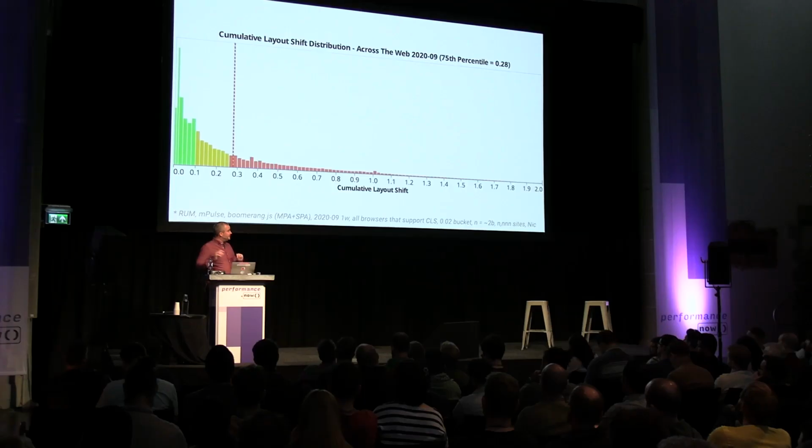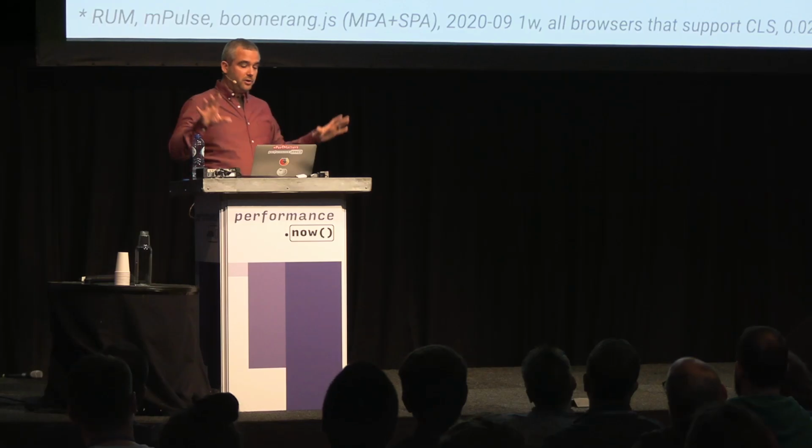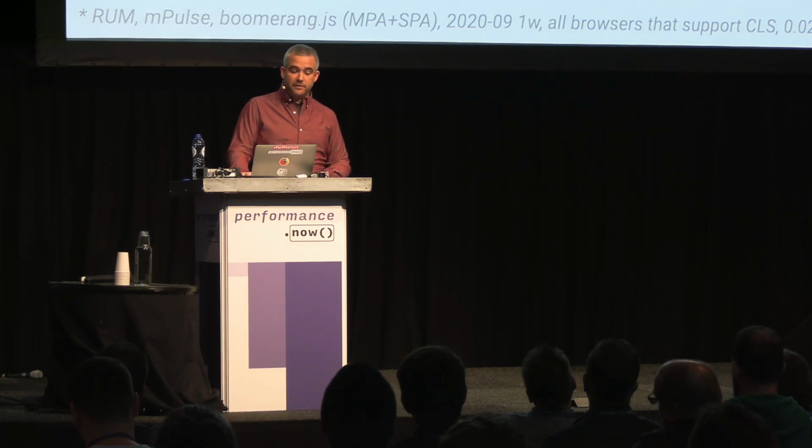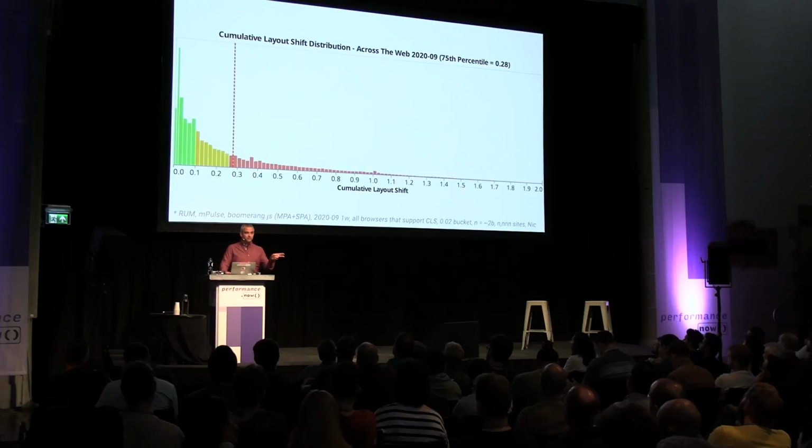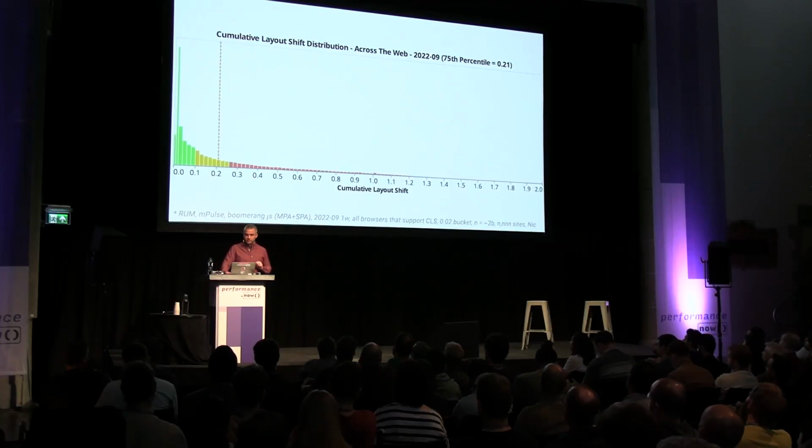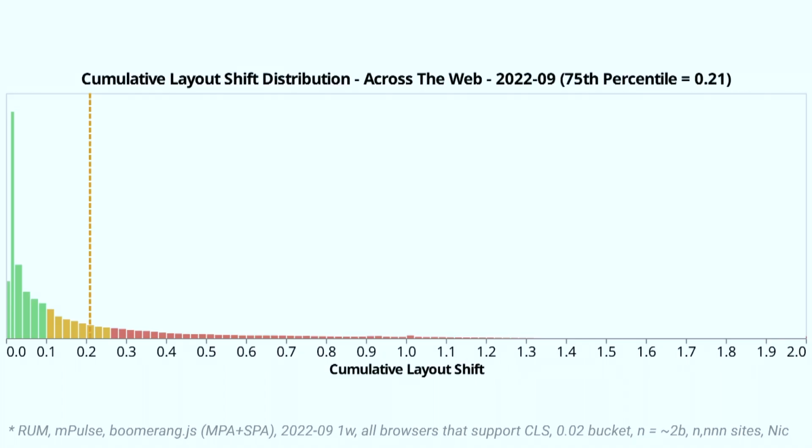So if we get back to the data itself, the histogram. What we see in our data across the web, across all of our customers of mPulse, is the 75th percentile of cumulative layout shift landing at about 0.28, which is in the poor threshold. This is for 2 years ago, September 2020. Let's compare that to last month. So, fast forward 2 years. See, the chart has changed. In fact, cumulative layout shift has gotten better over the last 2 years, and I think a large part is, obviously, due to the focus on Core Web Vitals and the effects that it has on search engine rankings.